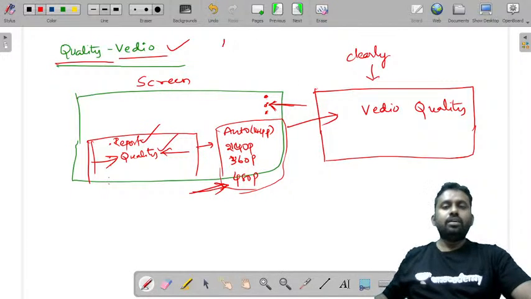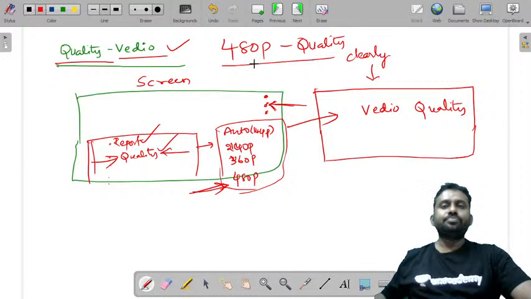So just do this. Click on 480p in quality so that the video will be more clear for you.